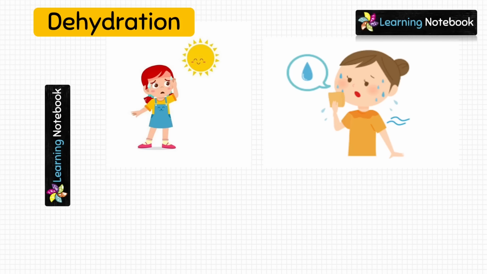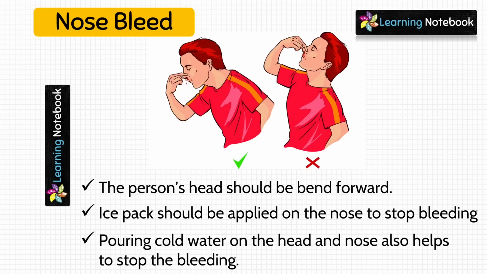Secondly, ice pack should be applied on the nose to stop bleeding. And in case there is no ice pack, you can pour cold water on the person's head and nose, which will also help to stop the bleeding. So students, we have learnt about various situations which we can come across in our daily lives and how they can be resolved using first aid.